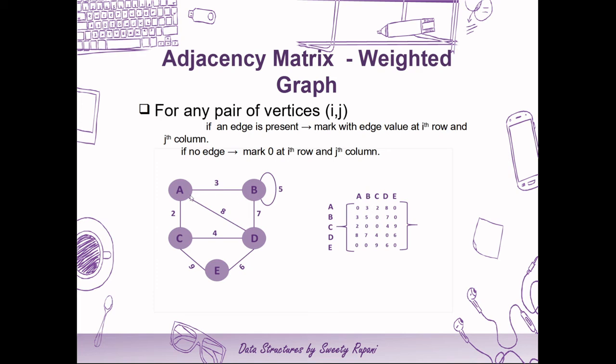This is an undirected weighted graph, so we will mark B to A also as 3. In this graph we have a cycle at B, so you can see B to B is marked as 5, and in a similar way this matrix is filled up. For understanding purposes I have marked it as A, B, C, D, E, but when you store this in your computer it would be 0, 1, 2, 3 and 4. So always map your vertices to the 0, 1, 2, 3, 4 representation so that you won't make mistakes in marking an adjacency matrix.